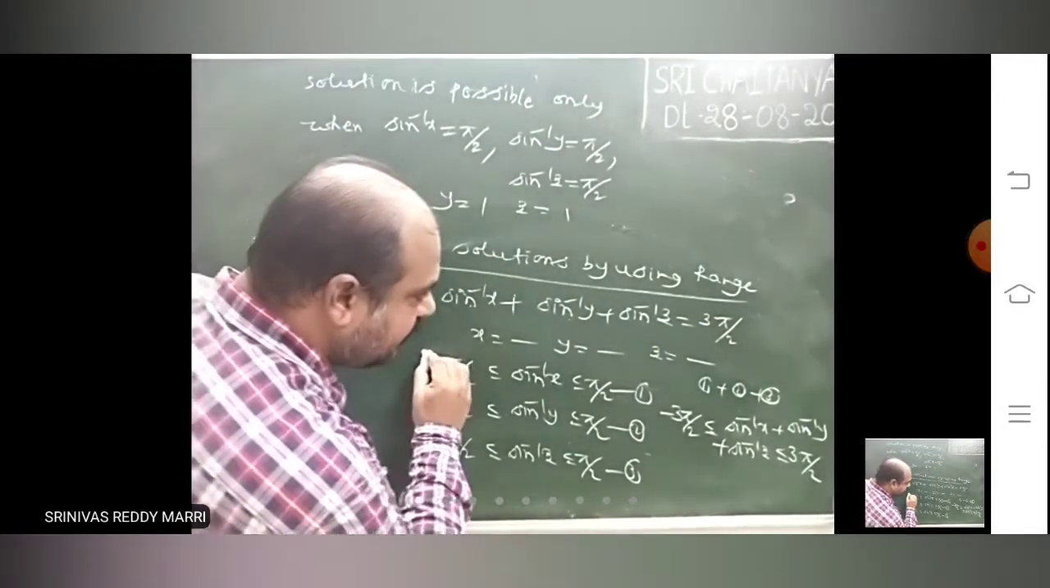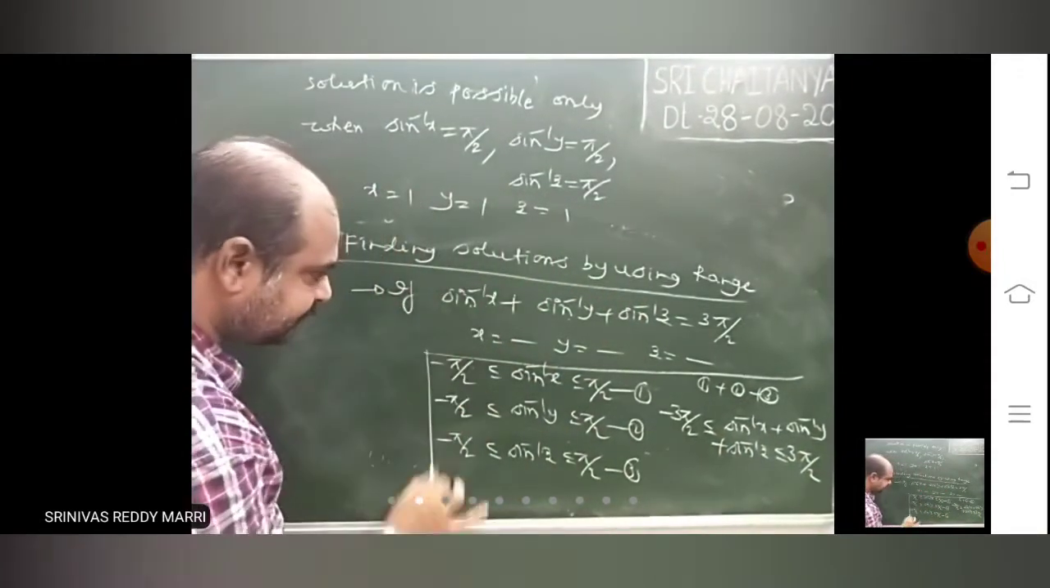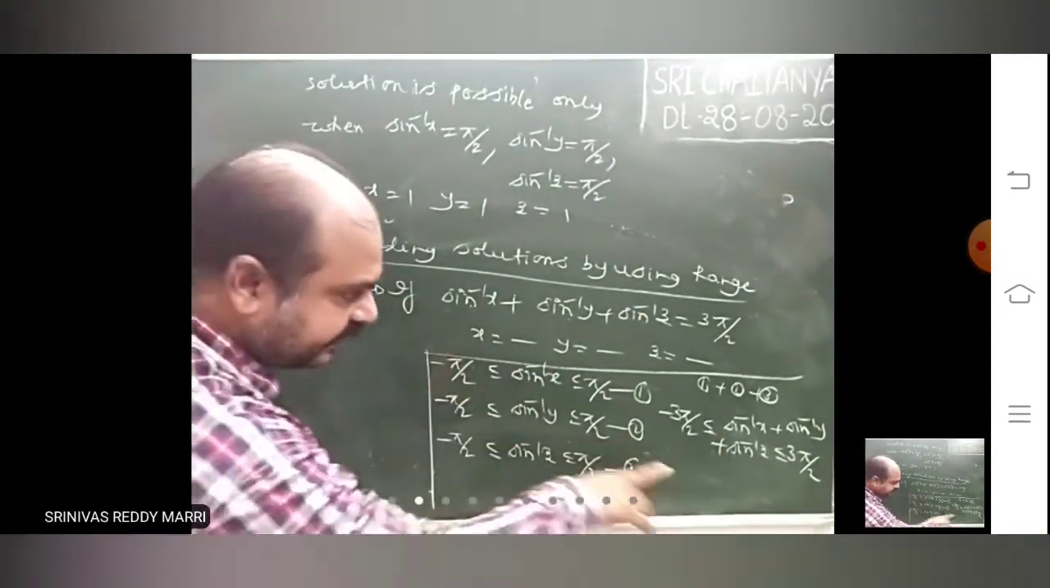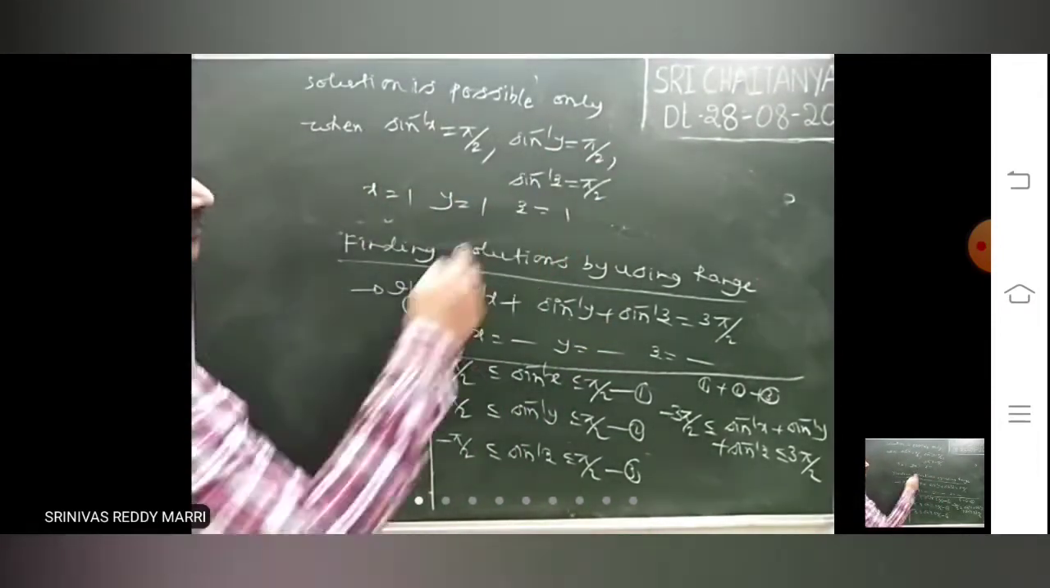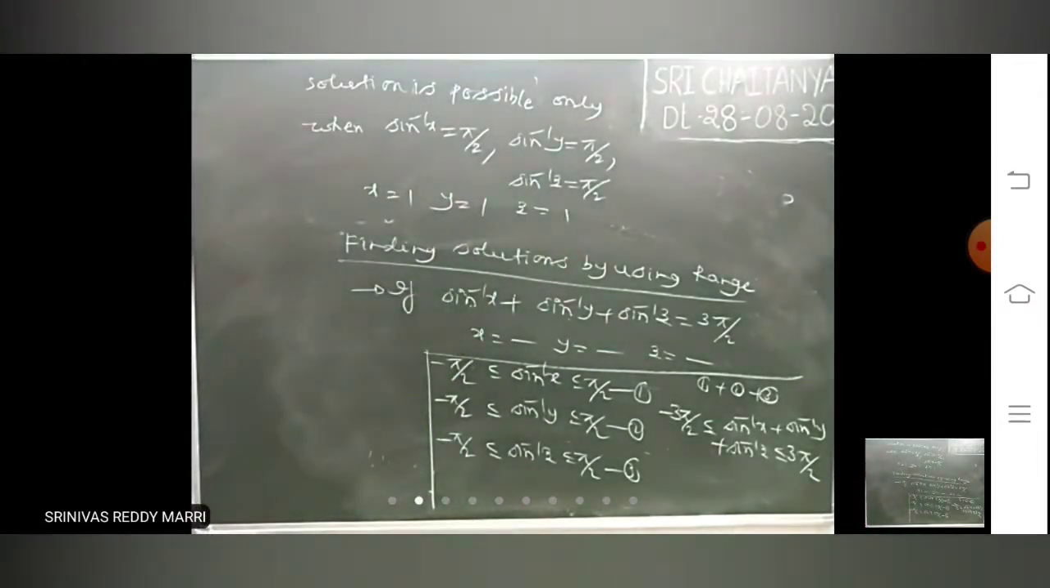This is for explanation I have written. No need to do like this in the exam. Maximum pi by 2, pi by 2, pi by 2. Take those and find x, y, z values.